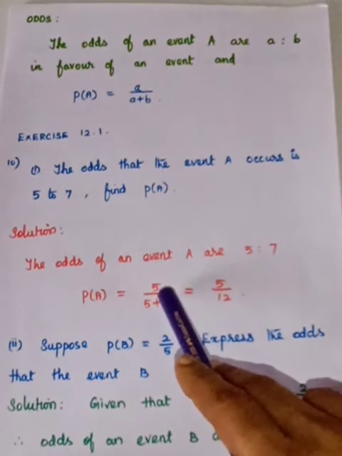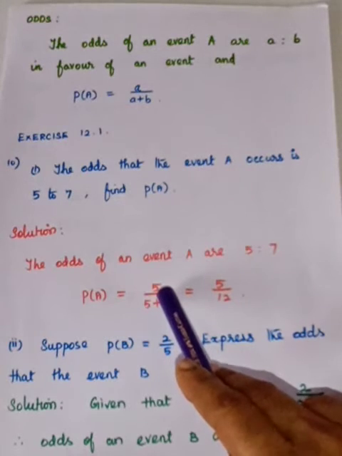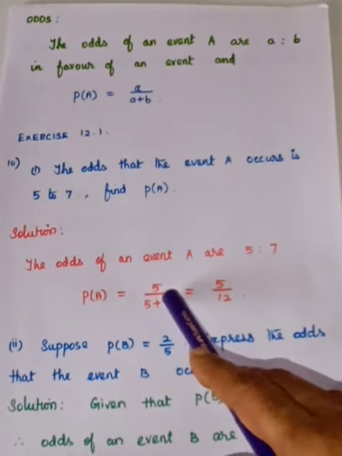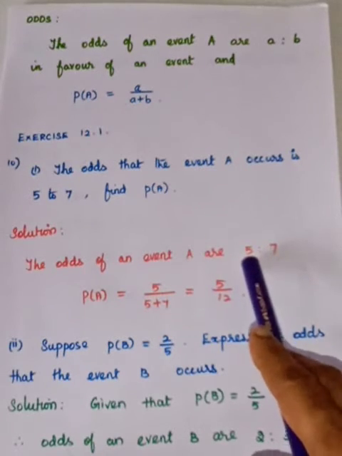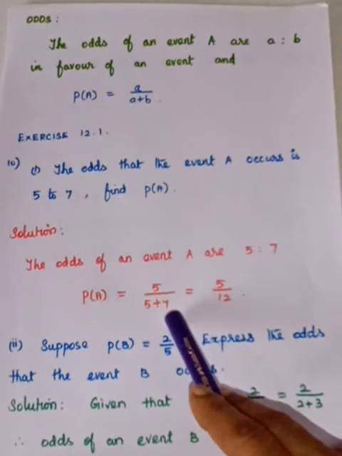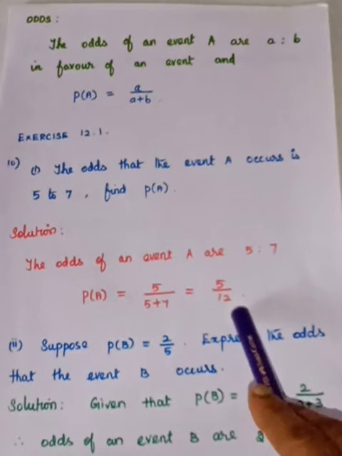And here you have to write N of A. N of A means how many outcomes favor A. So the first one is favor to A, that is 5. So 5 divided by 5 plus 7, that is equal to 5 by 12.